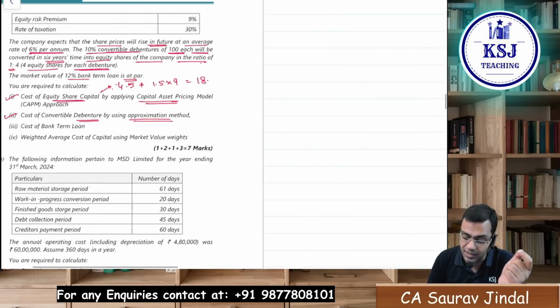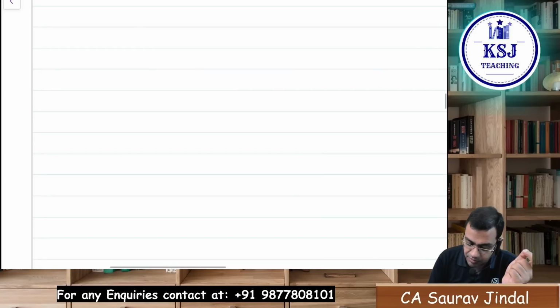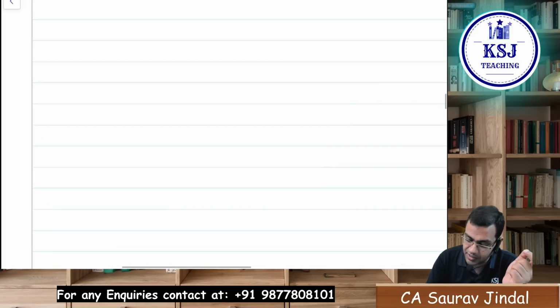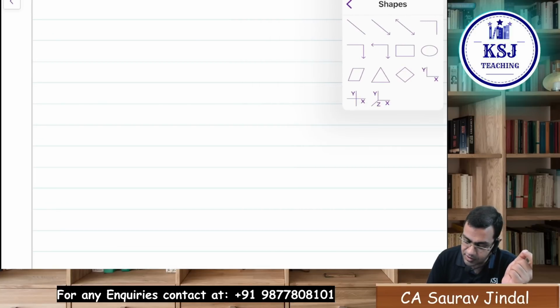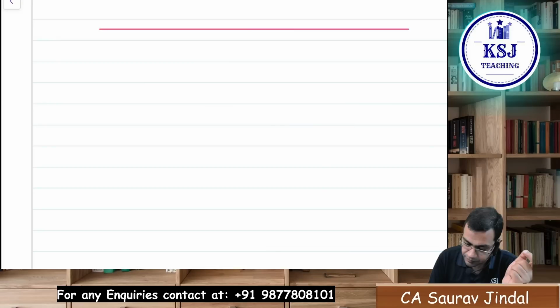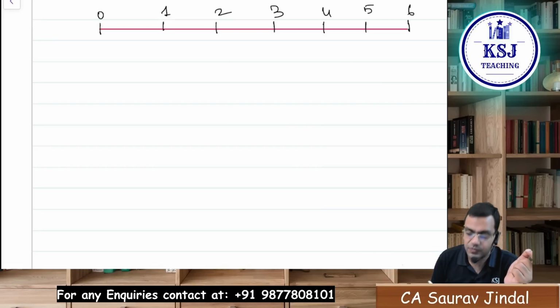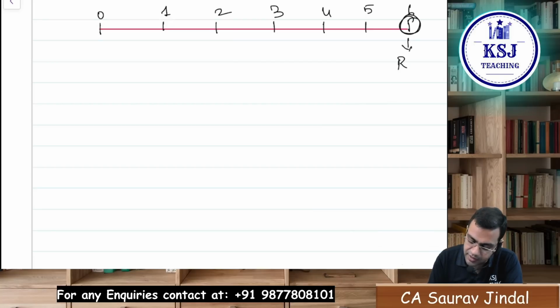Now this is going to be interesting. Regarding the convertible debentures, how much is the period, sir? The period is 6 years, isn't it? The period mentioned here is 6 years. 0, 1, 2, 3, 4, 5 and 6. So rest everything you have regarding the debentures. The only thing is the redemption value that you have to calculate. Redemption value is either the debentures or the equity shares.